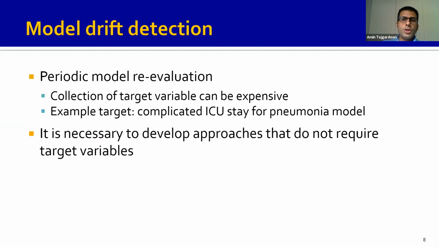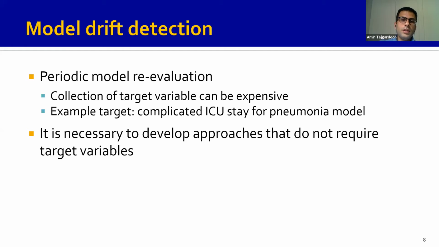A straightforward solution to the model drift detection problem is to periodically reevaluate the model on new data, or use approaches like domain adaptation methods to address the dataset shift problem entirely. However, typically in clinical predictive models, obtaining the target variable is expensive and time consuming. For example, in the pneumonia model I described before, the collection of the morbidity target variables, such as complicated intensive care unit stay, can be very expensive.